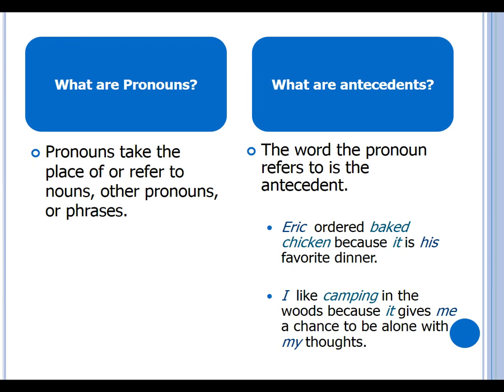Eric ordered baked chicken because it is his favorite dinner. The pronoun it refers to baked chicken. The pronoun his refers to Eric. So Eric and baked chicken are the antecedents of the pronouns.